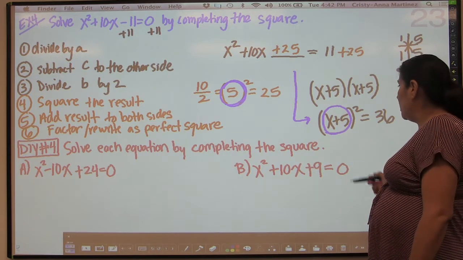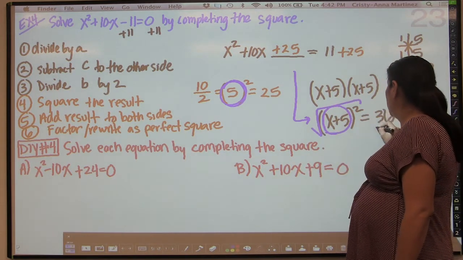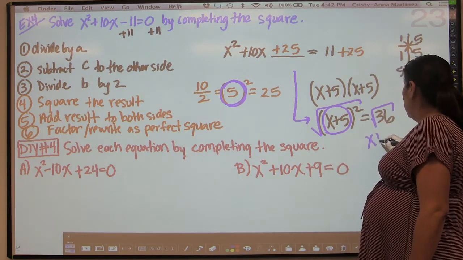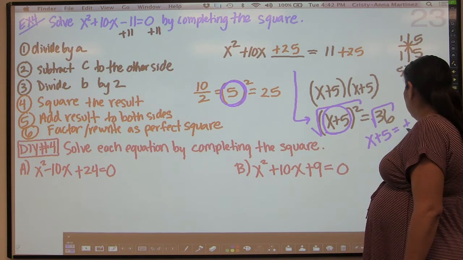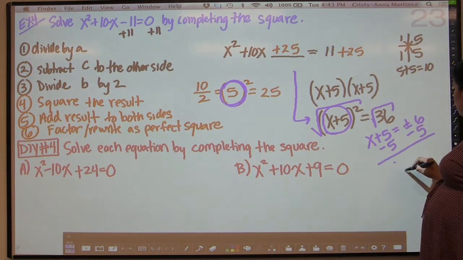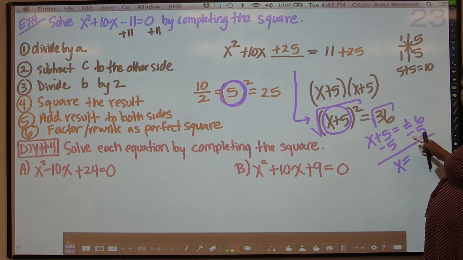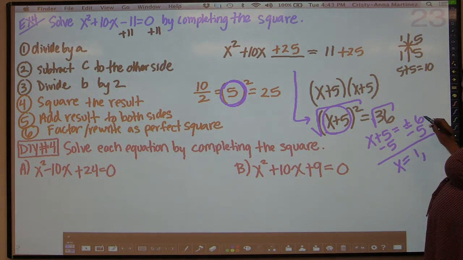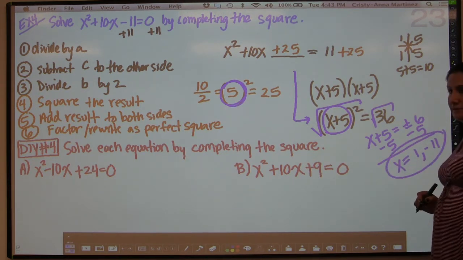Now as far as solving it, we did that already in the previous examples. You square root both sides. x plus 5 equals plus or minus 6. Subtract 5 from both sides. Positive 6 minus 5 is 1. Negative 6 minus 5 is negative 11, and you get your 2 solutions.